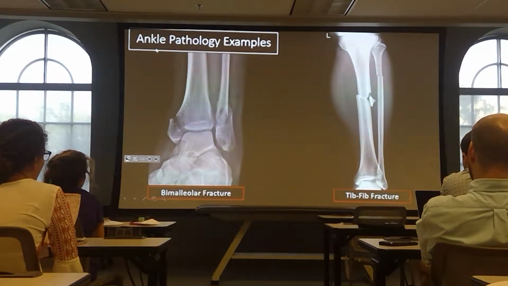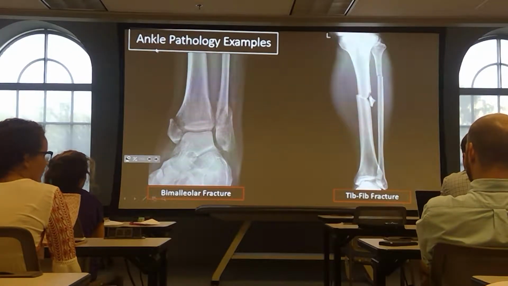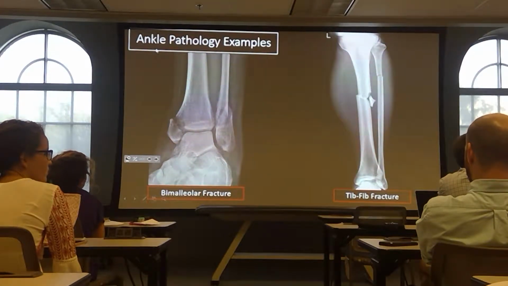So bimalleolar fracture, ouch. That's what happens when you wear high heel shoes in downtown Charleston. We saw a ton of those. So that's a bimalleolar fracture. You can see the fracture here, right there, and right there. So it's a fracture of both. That requires surgery. And then tib-fib fracture.